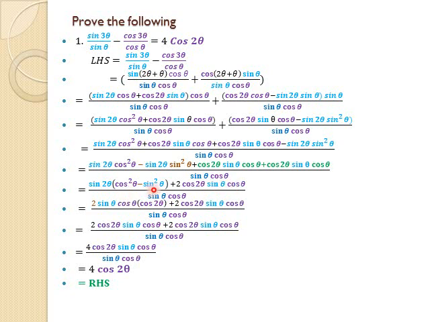Cos squared minus sine squared can be written as cos 2 theta. Sine 2 theta, if I expand it, becomes 2 sine theta cos theta. There I've left that as it appears. Now I have 2 sine theta cos theta cos 2 theta plus 2 cos 2 theta sine theta cos theta. So that and that are the same. 2 plus 2 would then give me 4 cos 2 theta over sine theta cos theta, sine theta cos theta. Sine and sine cancel, cos and cos cancel. Left with 4 cos 2 theta, which then equals my right hand side.